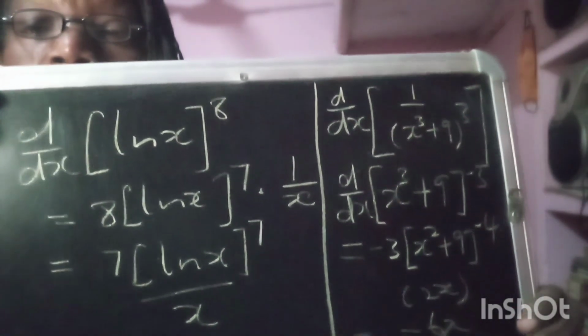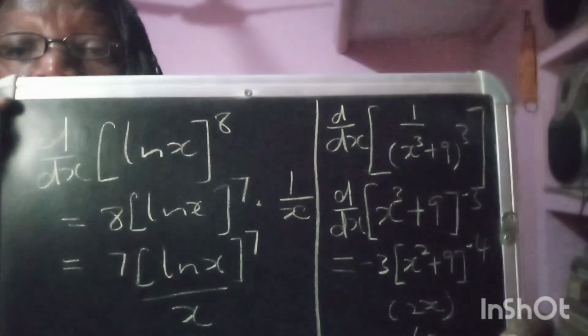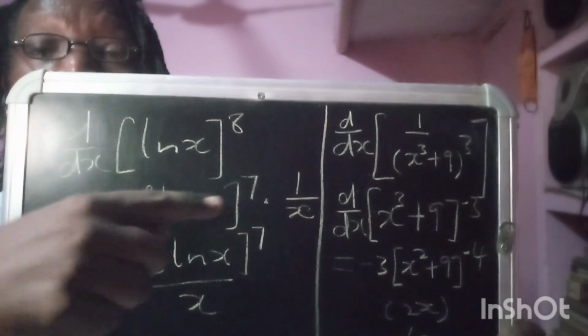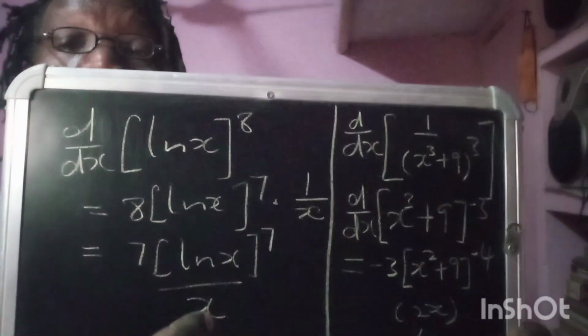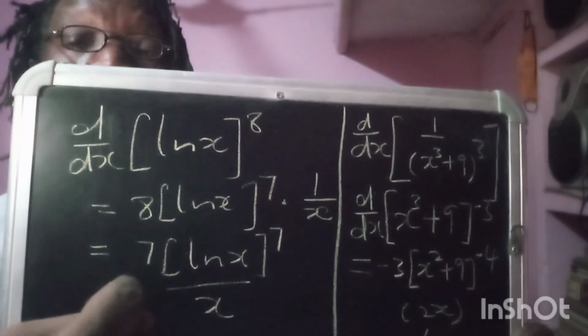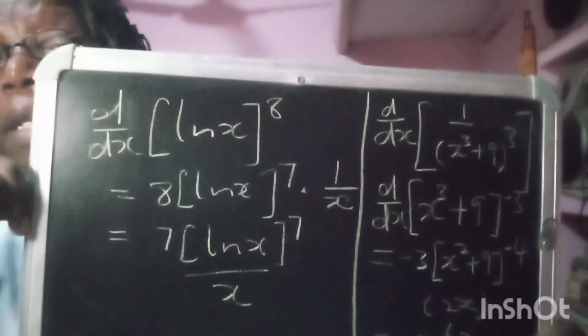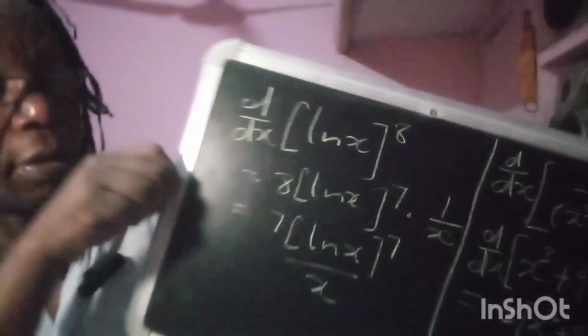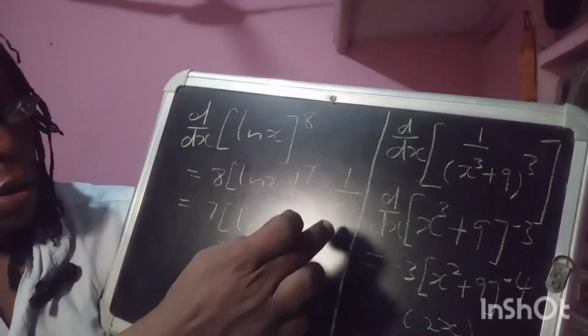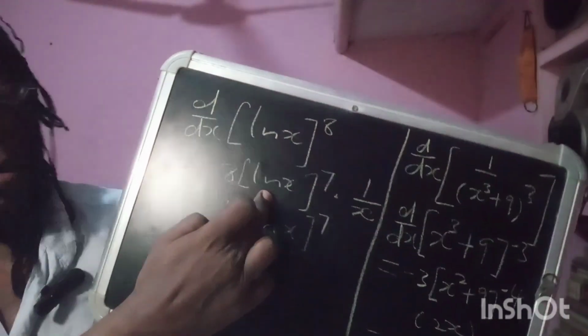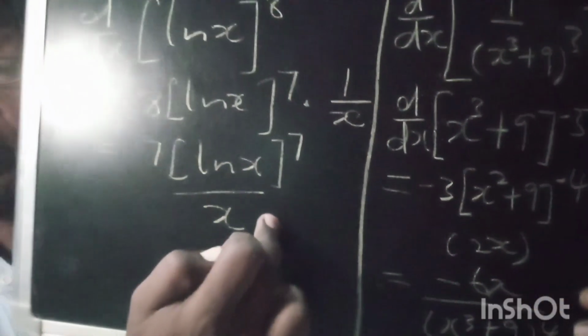Then now we come down to write the solution of this. This one remains above and this one comes down here. So this is the answer. It's as simple as that. ln x becomes 1 over x, which is this one. And now you multiply this with this one. Then this becomes the answer like this.